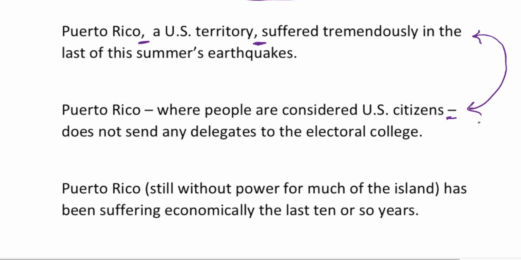And then we have our third sentence on Puerto Rico. Puerto Rico, parenthesis, still without power for much of the island, end parenthesis, has been suffering economically the last 10 years or so. So, why do you think that sometimes commas, sometimes long dashes, sometimes parentheses? What do you think makes the difference? Look at all three examples.